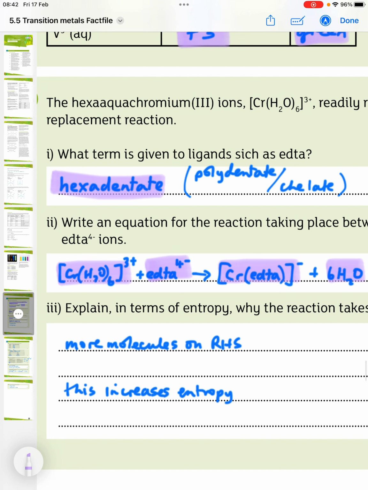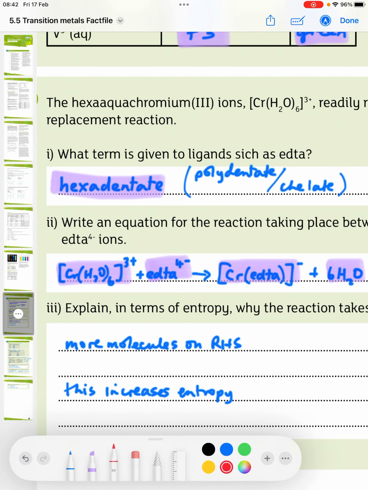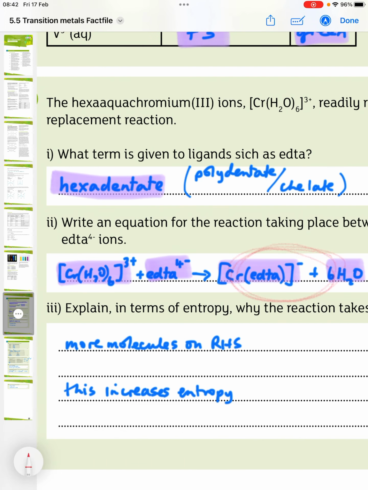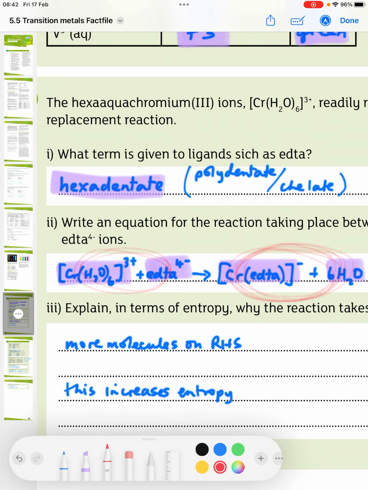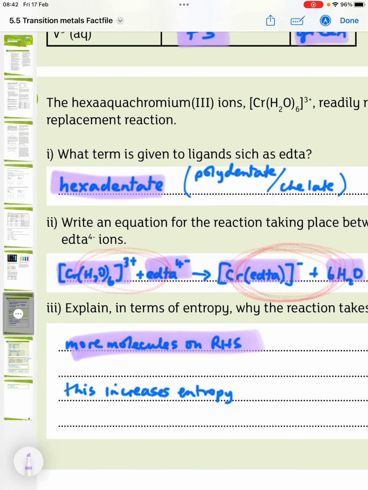Then in terms of entropy, explain why the reaction takes place. Well, when you look at this, there are actually more molecules on the right hand side. There are 7 on this side, whereas there are only 2 here. So because there are more molecules on the right hand side, that increases the entropy. Remember, entropy is the degree of randomness of a system.